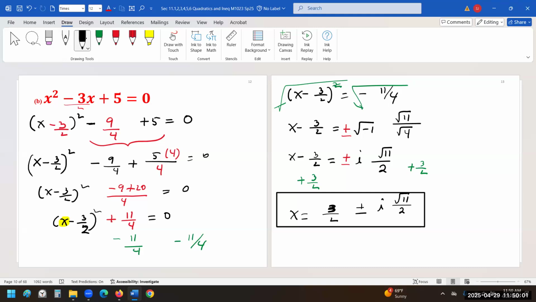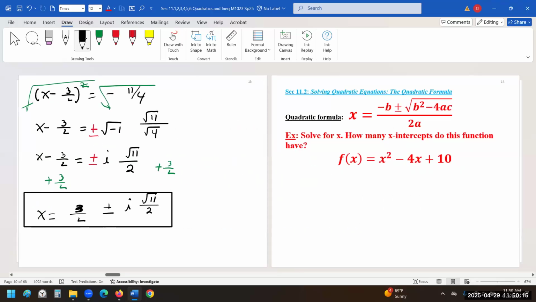If you find this method hard, no problem. You have one more hope: the quadratic formula. If you don't like completing the square, then you go to the quadratic formula. The quadratic formula has 2 problems. One is first you have to memorize it correctly. If you don't memorize it correctly, you get 0.